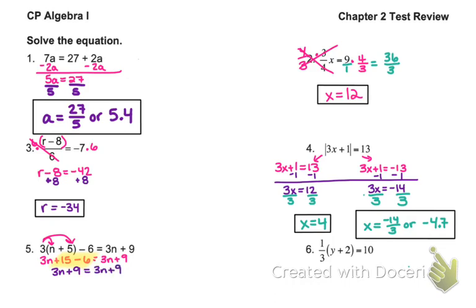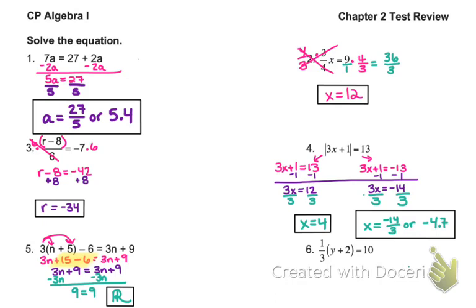Now this is looking a little interesting, but let's get our variables together. When I subtract 3n from both sides, they actually both cancel out, and I'm left with 9 equals 9. Because that is a true statement, it's all real numbers. We have that fancy little r.